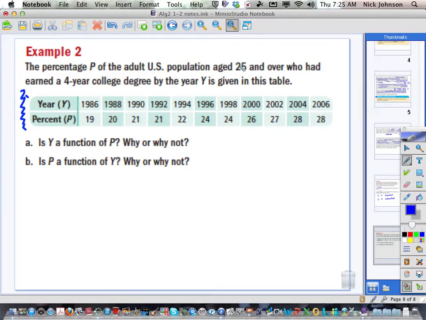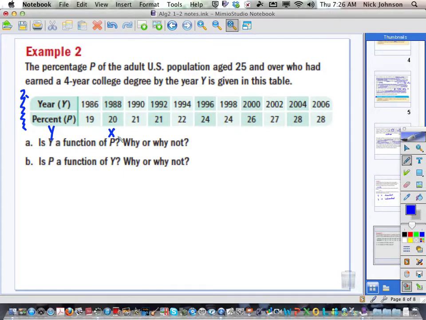A says, is Y a function of P? Now remember how I told you to watch for the wording. This is my independent variable, x. This is my dependent variable, which is my y, sorry. Independent variable, dependent variable. Independent variables are written first.